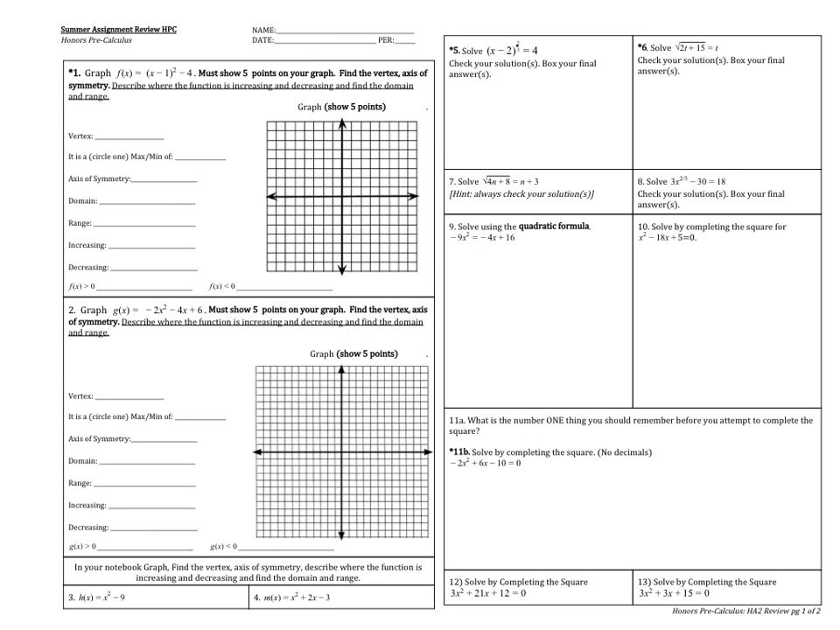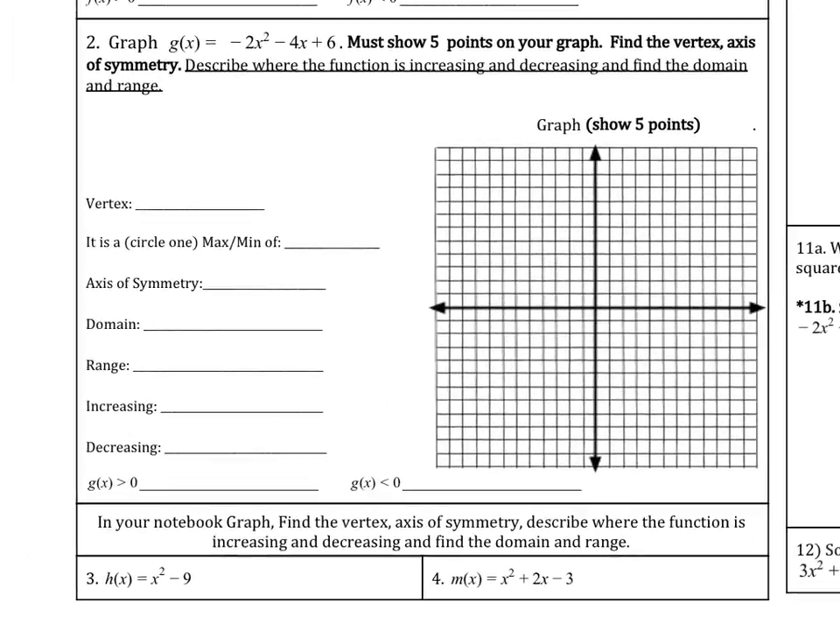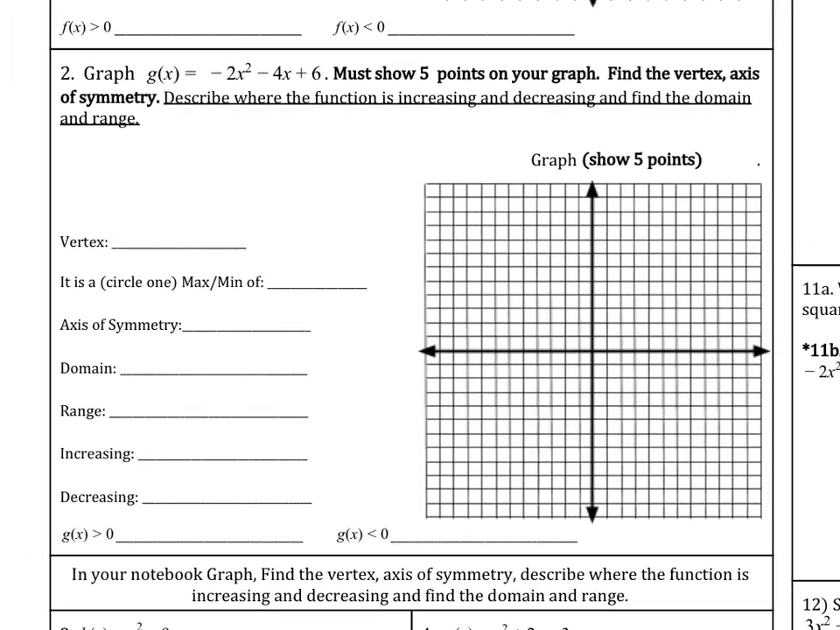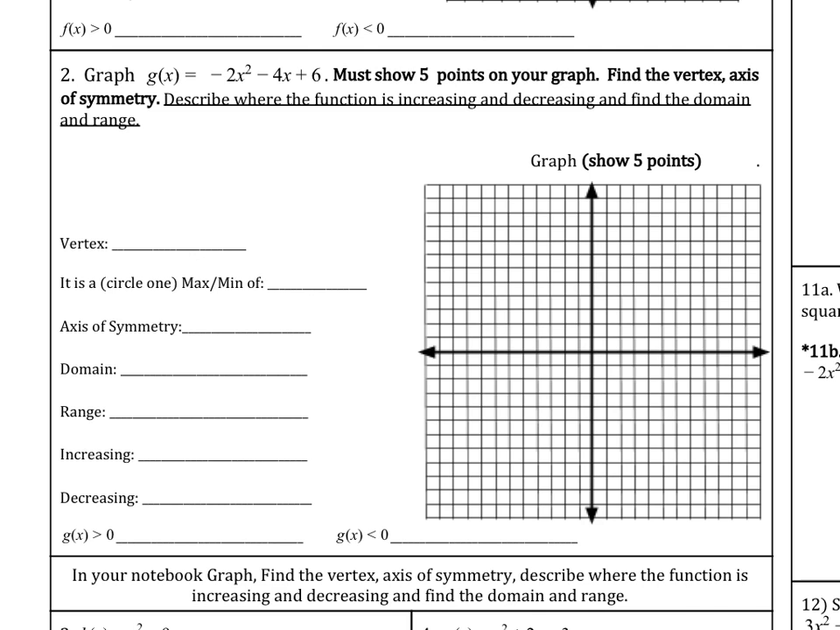So I'm going to do a couple of examples to hopefully help you out, one in each category. So I'm going to do number 2. Given g of x equals negative 2x squared minus 4x plus 6, we need to graph it and then find the following information. So to find the vertex, remember that is x equals negative b over 2a.